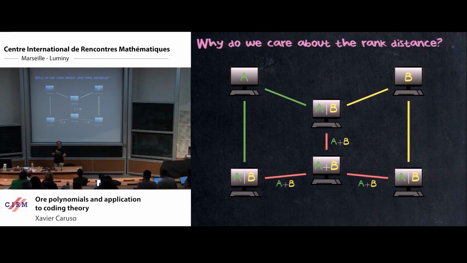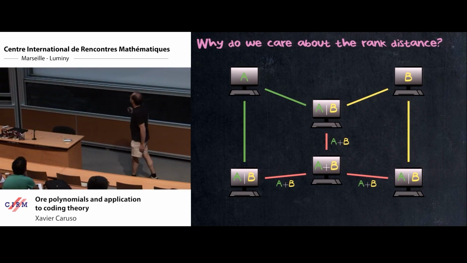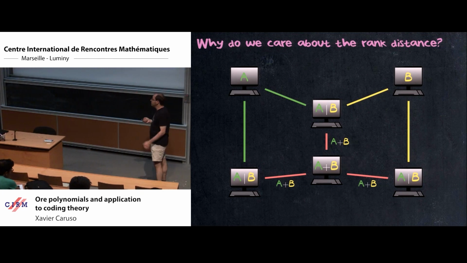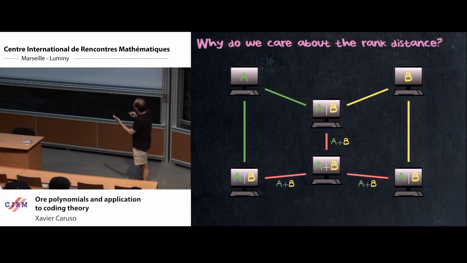And if two computers are infected or down, then the resulting error will have rank 2 and so on, because we are making all linear transformations. And so it's a way to protect communication in this model. So it's a reason why Gabidulin codes are important nowadays.